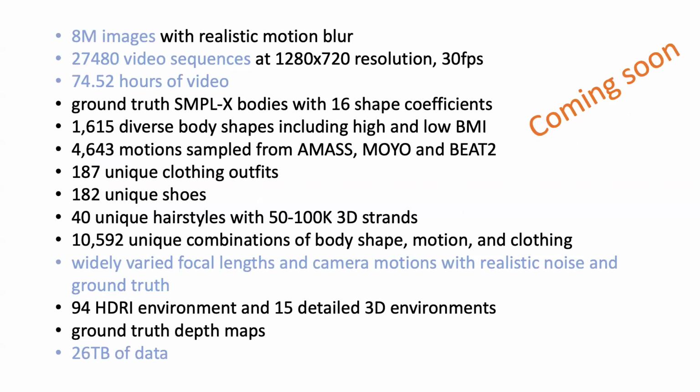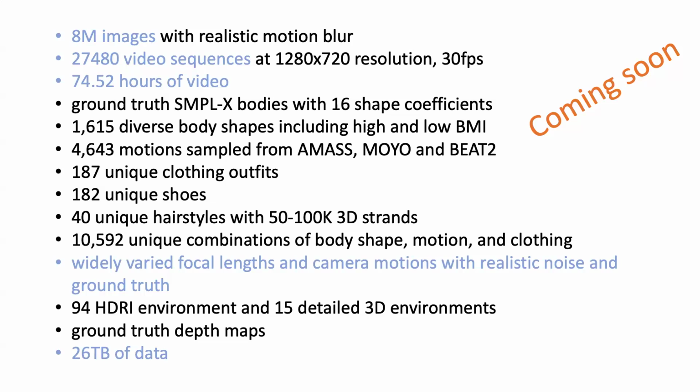There's about 8 million images with realistic motion blur, 74.5 hours of video. It's 26 terabytes. It's not ready for you to download just yet because we are just setting up the file server, but it'll be available soon. And the key thing for this community is good foot ground contact with shoes, high quality motions, lots of longer sequences, some very long sequences, wide variety of focal lengths, and realistic camera motions, including complex things like changing zoom during the camera motions.